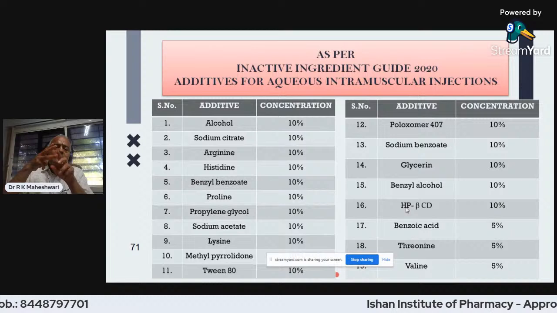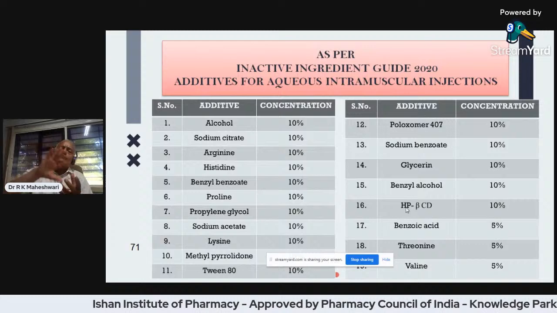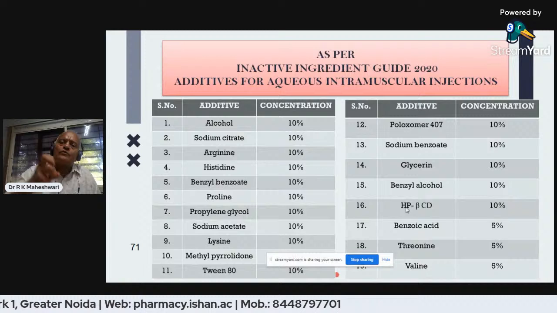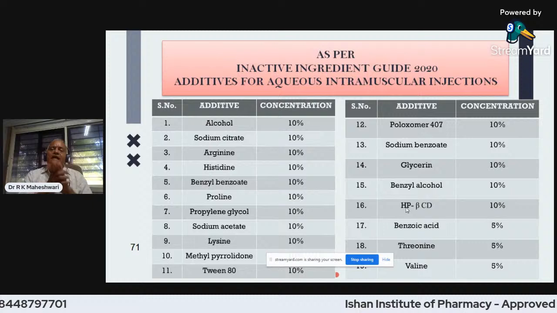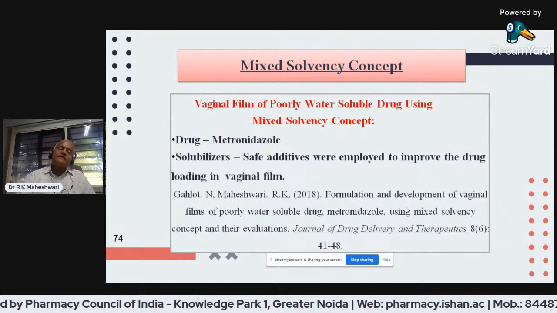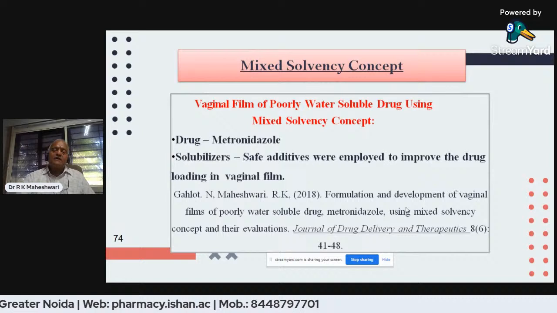In this way, by permutation and combination, just by using this small table, you can make innumerable safe solvent systems, because as many solvent systems as you develop, they will have different solubilizing power for your drug. So innumerable safe solvent systems can be developed for intramuscular injection formulations. Now coming to other uses of mixed solvent systems, vaginal film can be developed. By increasing the drug loading, you can reduce the size of the film. You will see this particular project for that.